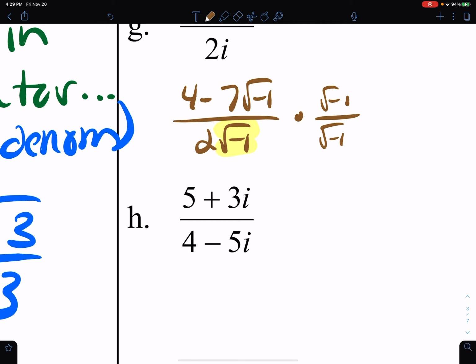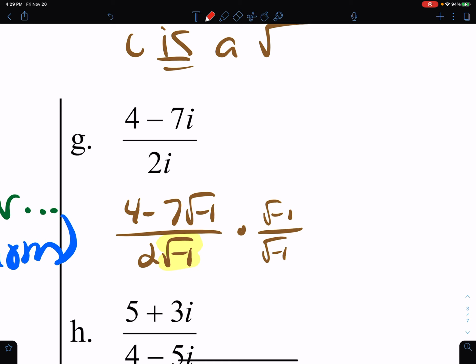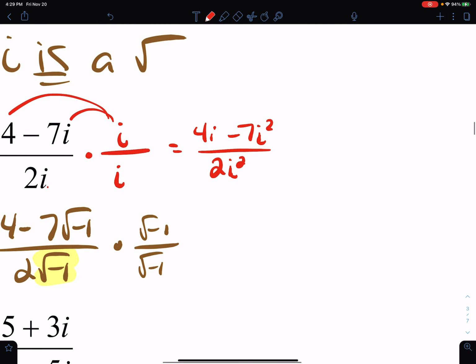So if I go to the original problem, the way that we'd show our work is, I'm not allowed to have i on the bottom because i is a square root. To get rid of a one term on the bottom, you just multiply by that square root. So we distribute: 4 times i, this would be negative 7i squared. And then on the bottom, 2 times i would be 2i squared. You'll notice when I'm multiplying, I still use i squared.